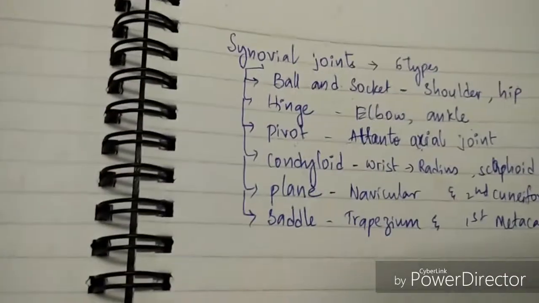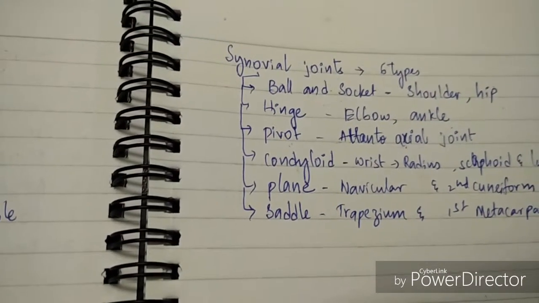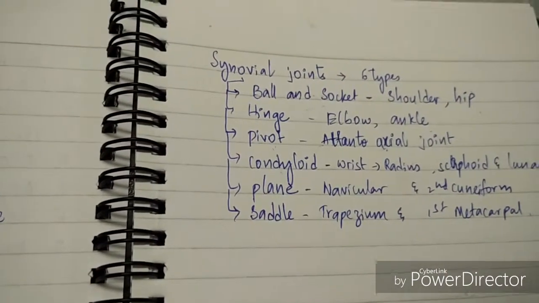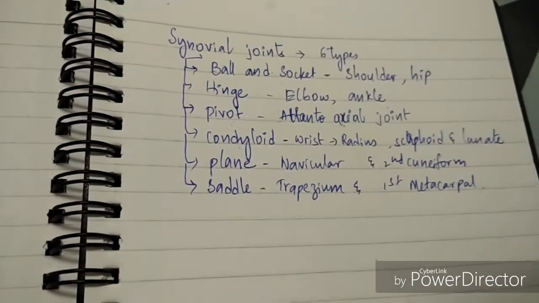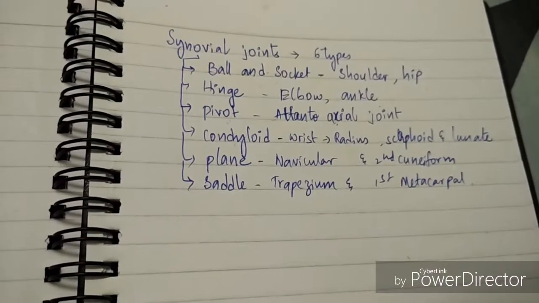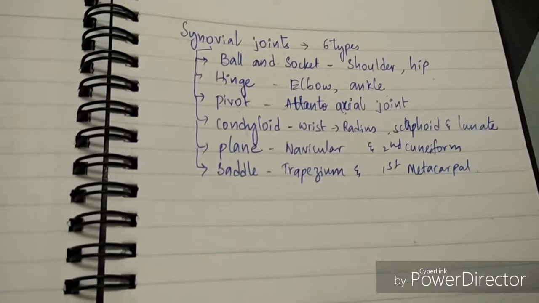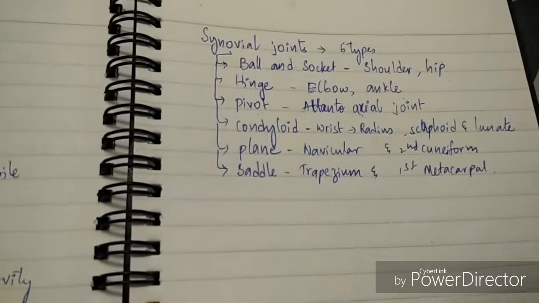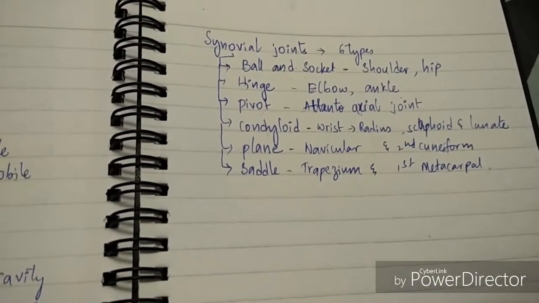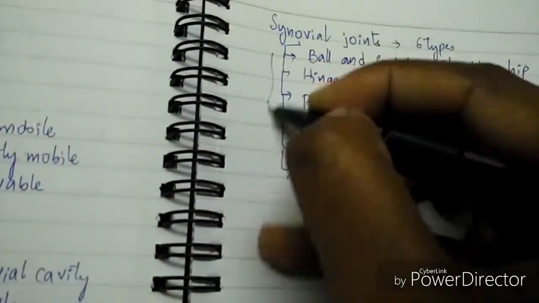Let's revise again. Synovial joints: ball and socket joint, shoulder and hip joint; hinge joint, elbow, ankle; pivot joint, atlantoaxial joint, which is for no movement. Condyloid joint at wrist between radius, scaphoid and lunate. Plane joint between navicular and second cuneiform, and saddle joint between trapezium and first metacarpal. All of these are diarthrosis. All are freely mobile.